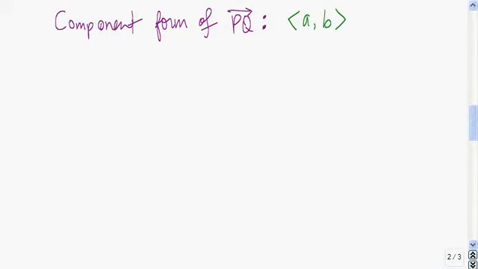Okay, often when we work with vectors algebraically, we have the need to find what's called the component form of the vector. So the component form of the vector PQ, notation-wise, the enclosure is just these two little triangular braces, and inside are the two numbers. The first number tells you how far you need to go in the x direction to get from point P to point Q. The second one tells you how far you need to go in the y direction to get from point P to point Q.